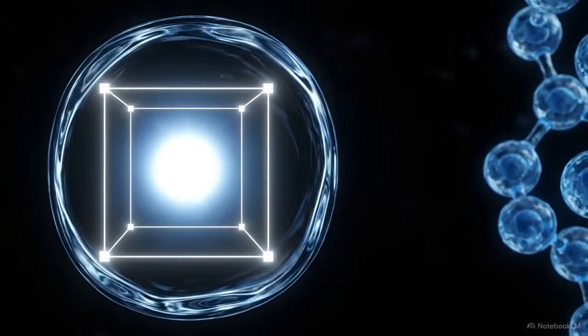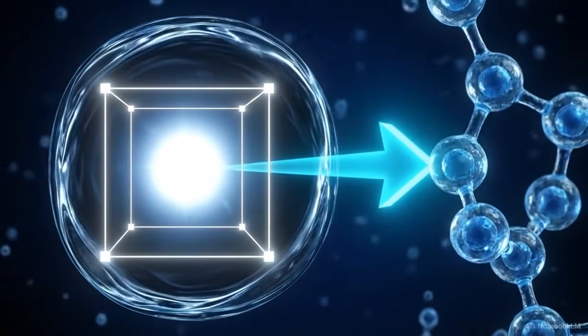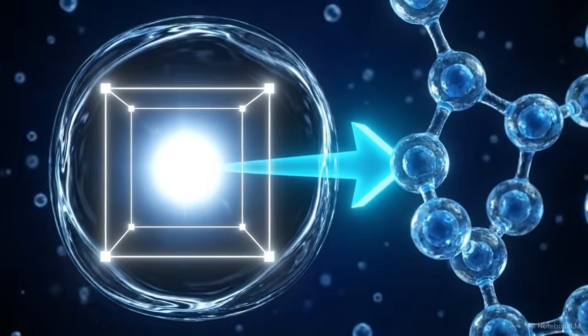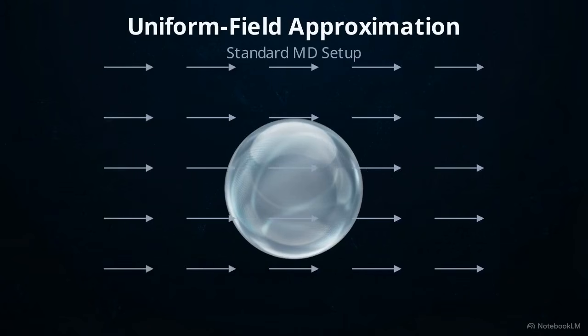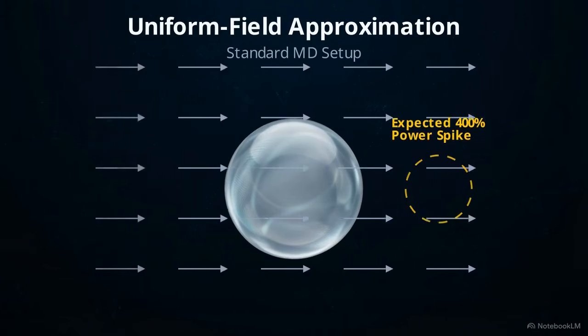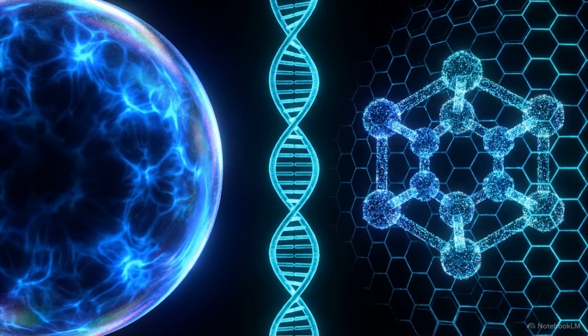From this highly magnified region, we can extract the exact rectified direct current field vector and mathematically apply it to our molecular models. A standard simulation that assumes a uniform field across the entire droplet completely misses this 400% power spike. To get accurate chemistry, the macroscopic field map must be coupled directly to the molecular model.